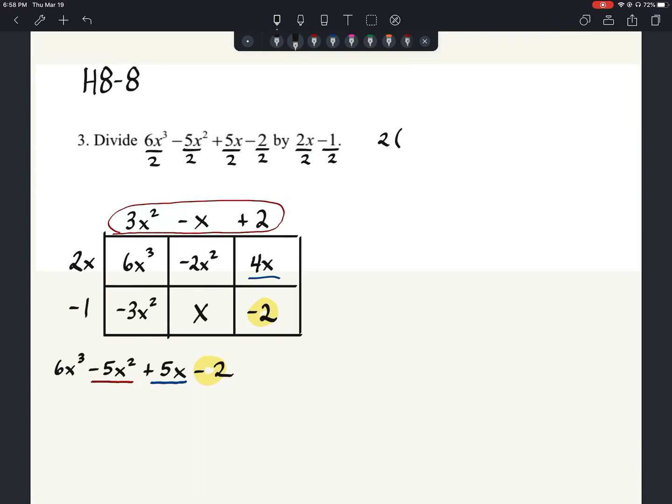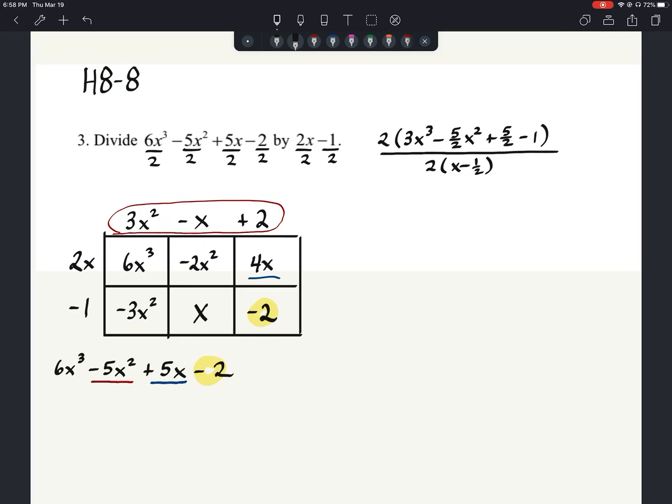I'm going to leave my 2 factored out because it's still part of it, but we've got 3x to the third minus 5/2 x squared plus 5/2, and then minus 1, and we're dividing that by 2 times the quantity of x minus 1/2. Now say you forgot to factor out the 2 on the top there. That just means when you were done, you'd have to go through and divide everything by 2.